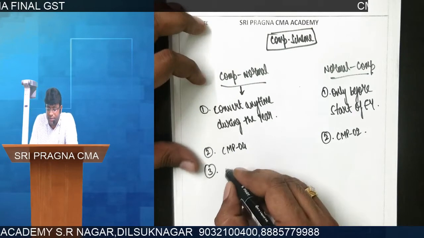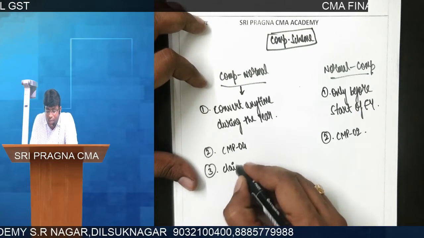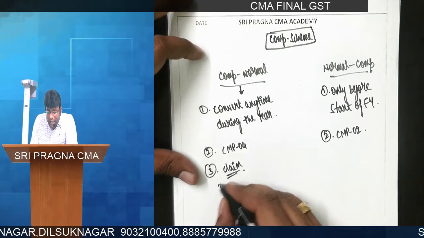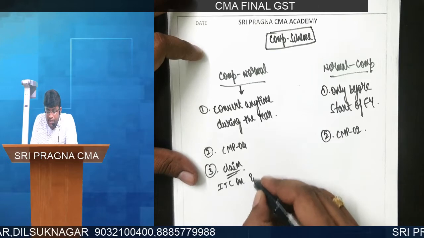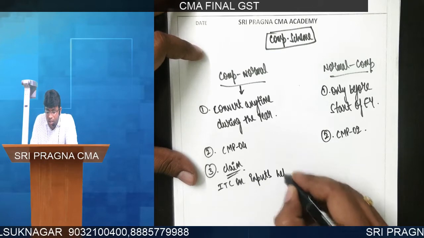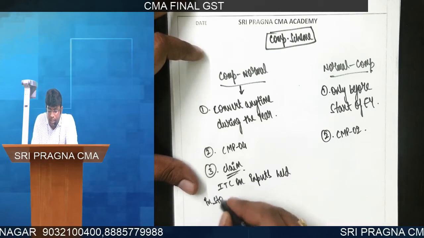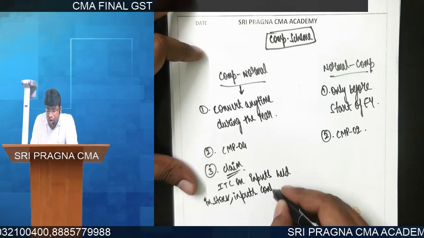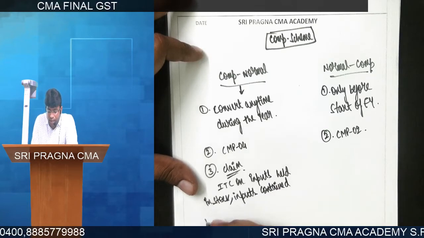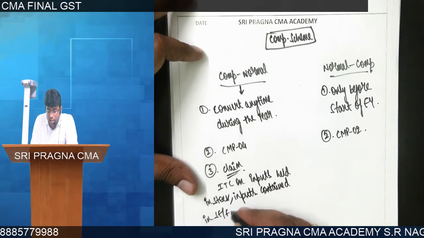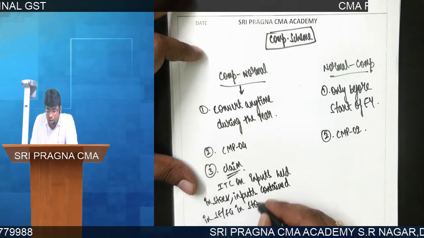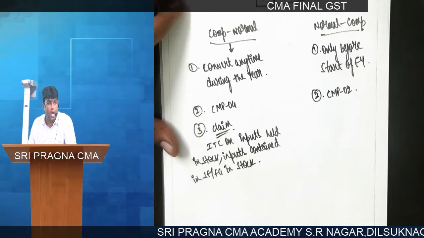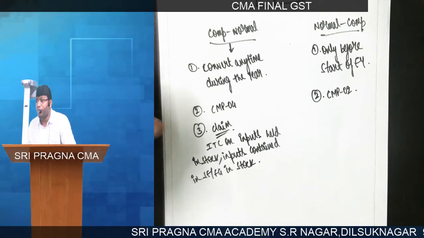So they told, you can claim. What can you claim? ITC on, listen, inputs held in stock. ITC on inputs held in stock, inputs contained in semi-finished or finished goods in stock. What is that line, sir? ITC on inputs held in stock, inputs contained in semi-finished or finished goods in stock.